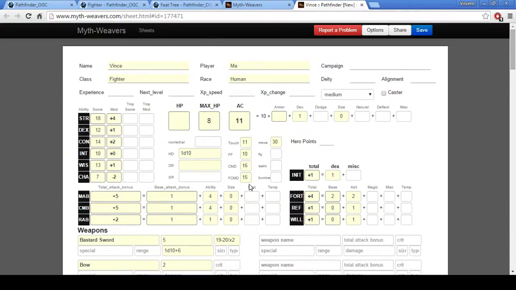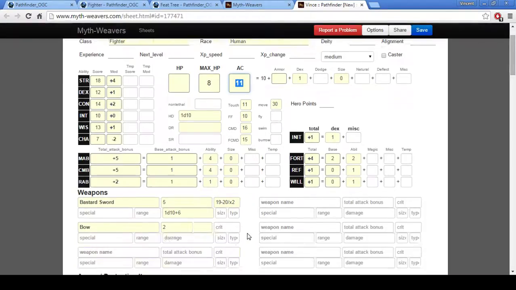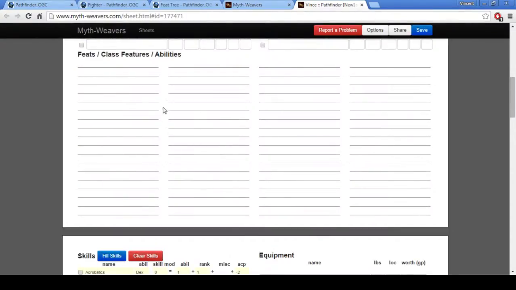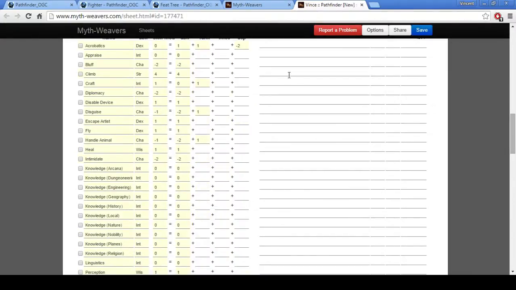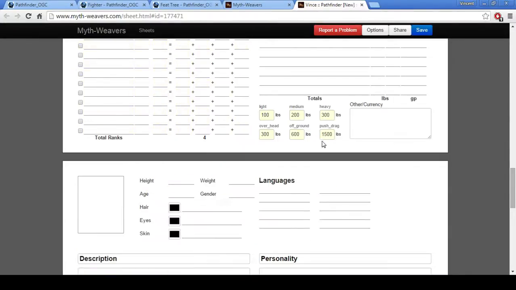So after this is all said and done, you should have hit points, you should have an AC, you should have an attack, all this stuff should be filled out, and you should have feats and class features written down here, and you should have skills and equipment. And that's all you really need.